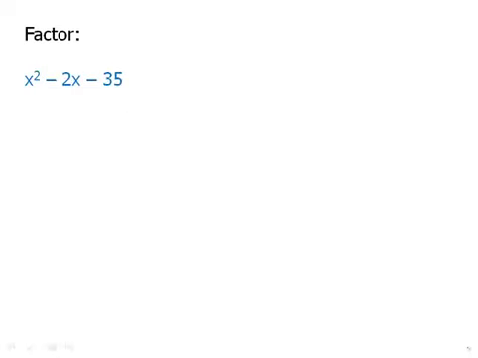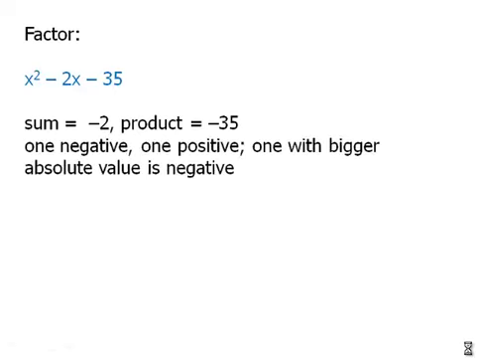Here's another one. Here we need a sum of negative 2 and a product of negative 35. So we know that one is negative and one is positive of the two numbers we're looking for because they have a negative product. And the one with a bigger absolute value is negative.